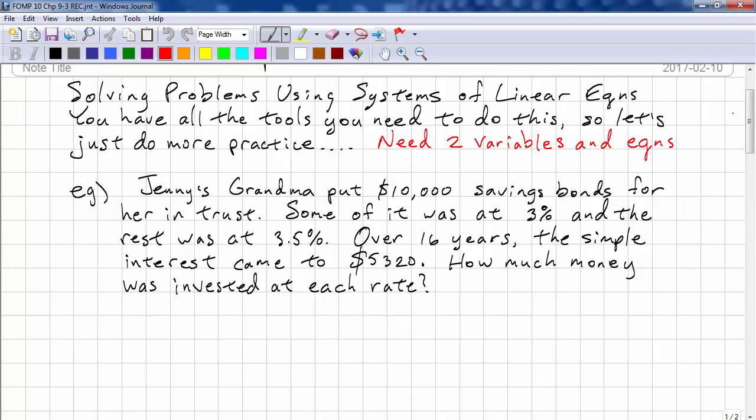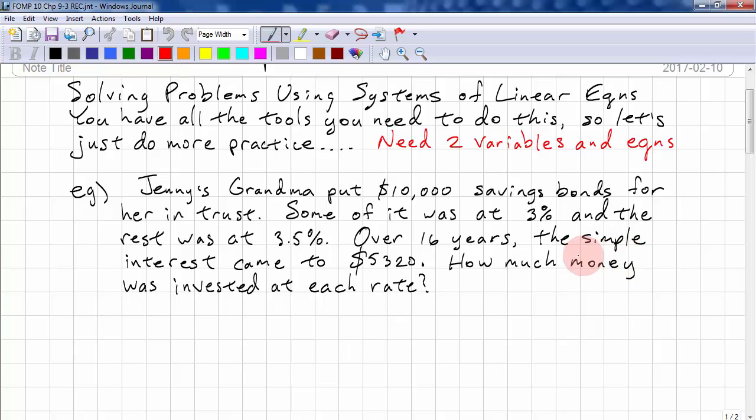Jenny's grandma put $10,000 in savings bonds for her in trust. Some of it was at 3% and the rest was at 3.5%. Over 16 years, the simple interest came out to $5,320. How much money was invested at each rate?